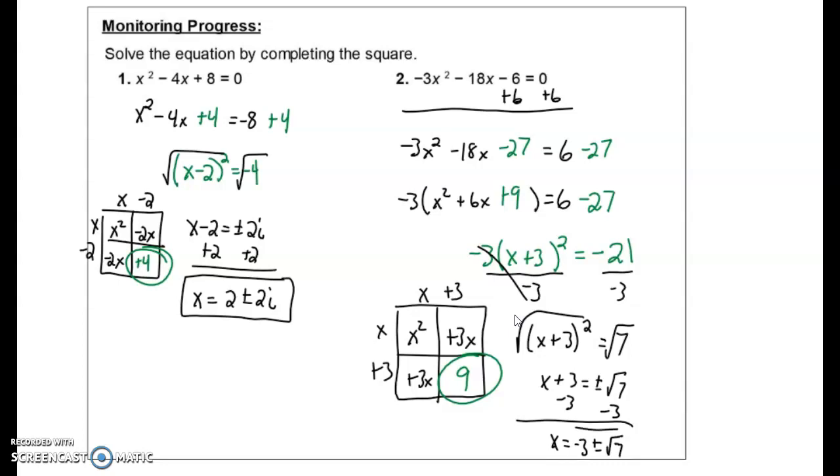And we could turn that into a decimal by putting in our calculator -3 plus the square root of 7 and -3 minus the square root of 7, and that would be our two answers. Or we can leave it here in simplified radical form.